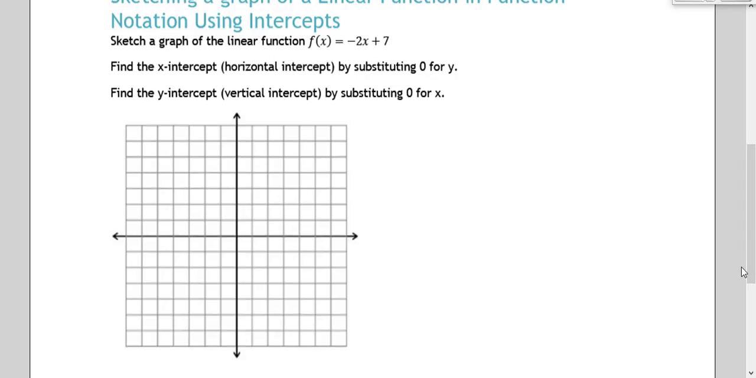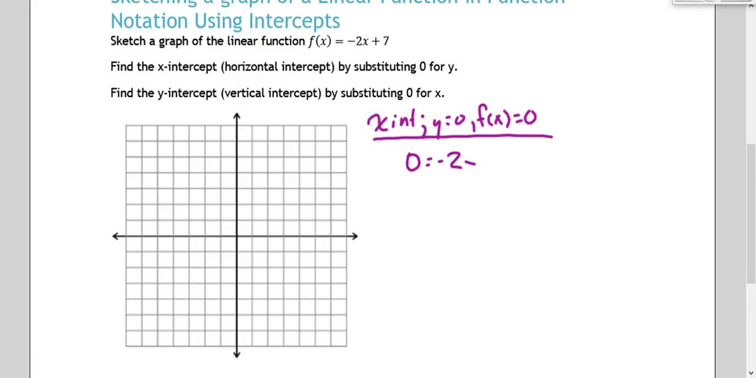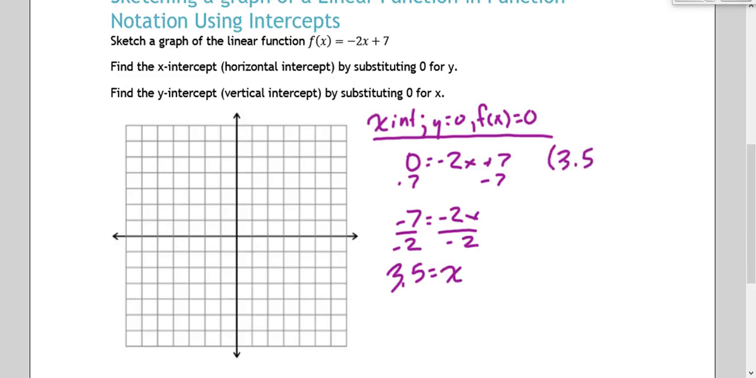Sketch a graph of the linear function using intercepts. To find the x-intercept, y must equal 0, or f of x equals 0. It's the same thing, just two different ways of writing it. I just want you to be aware. So this would be 0 is equal to -2x plus 7. Subtract 7 over. Divide by -2. And we get 3.5 is equal to x. So that means we have a coordinate point at (3.5, 0).